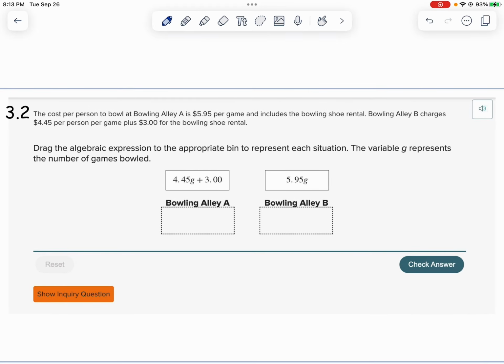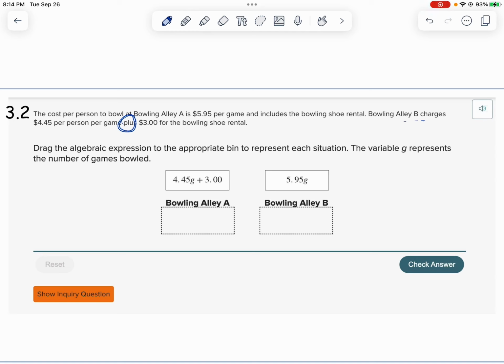There we go. The cost per person to bowl at bowling alley A is $5.95 per game and includes the bowling shoe rental. Bowling alley B charges $4.45 per person per game plus $3 for the bowling shoe rental. So which one's going to be which? Let's think about it.